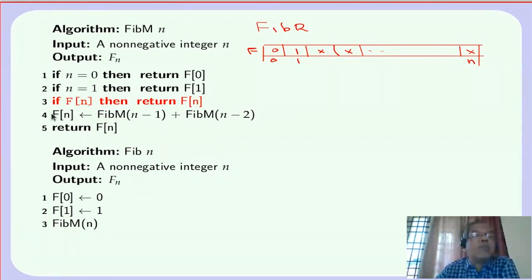Control will reach line 4 only when the two base cases are not true. If the control ever reaches line 4, calculate f of n as f of n minus 1 plus f of n minus 2 and store the result in the table. So maybe we calculate something and put the value here.